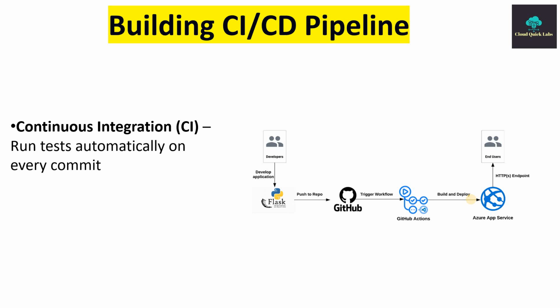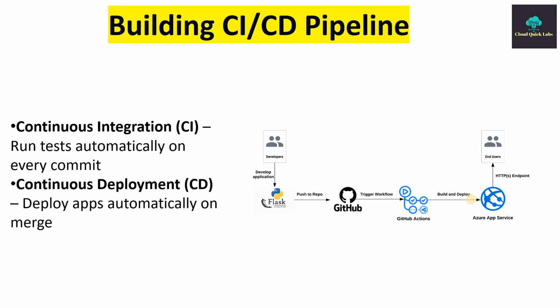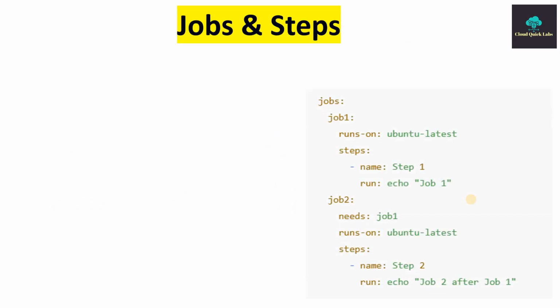So that is under the hood at a very layman level. This is the diagram you have to have in your mind when you talk about CI/CD, right? So CD is nothing but deploying apps automatically on merge. Let's go for the jobs and steps.